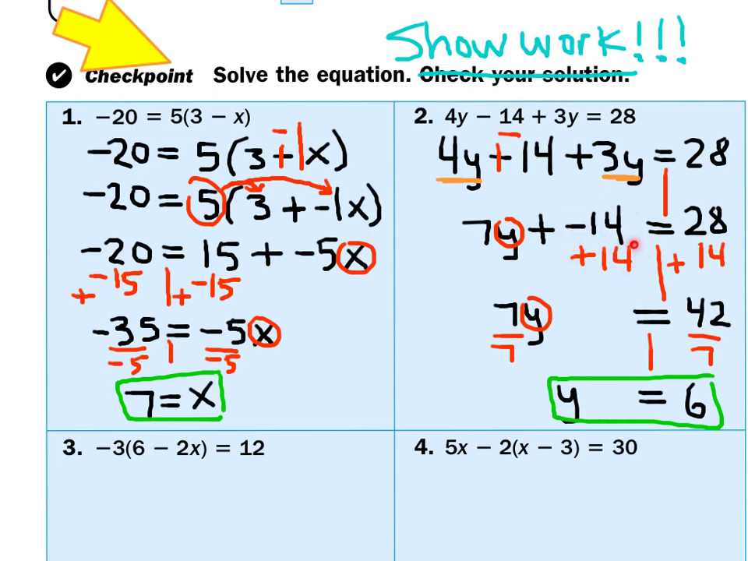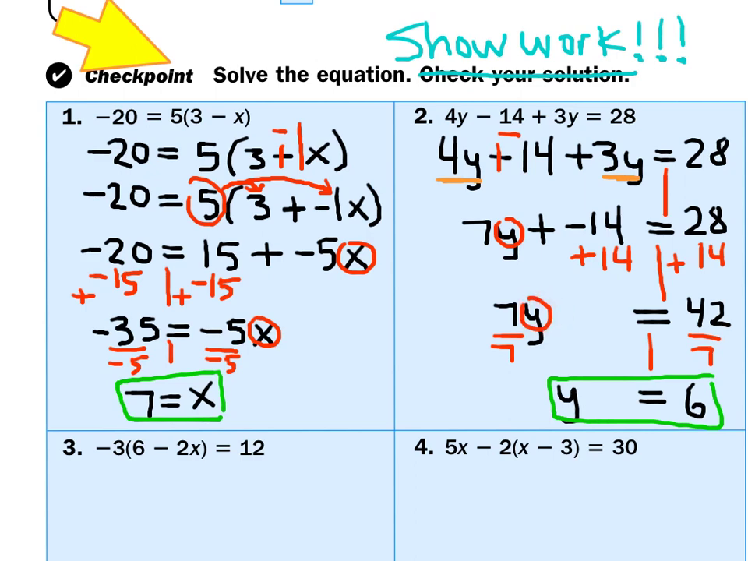Well, we could add a positive 14 to destroy it. And so whatever we do on one side of the wall, we have to copy on the other side of the wall. And now we simplify. Bring down the 7y. Negative 14 plus positive 14 destroy each other. Let the equal sign come down. 28 plus 14 makes 42. Okay, so we have 7y equals 42.